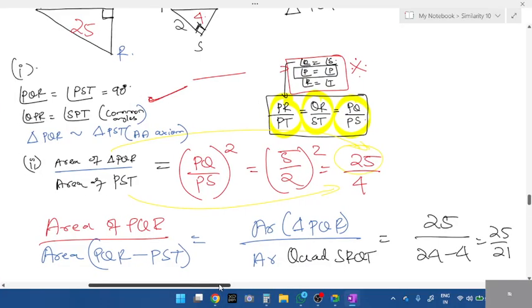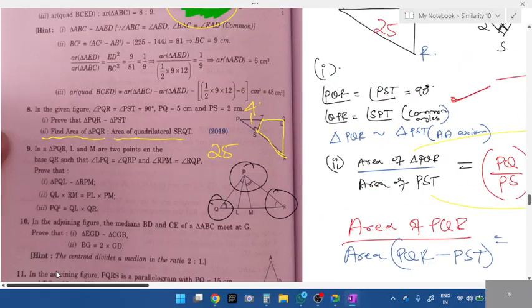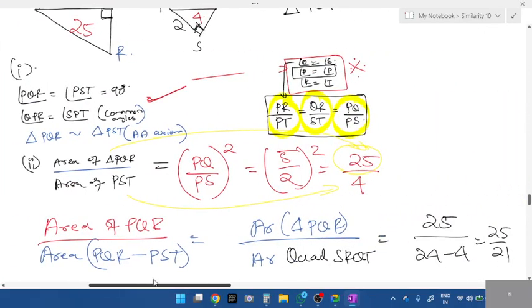This is the ratio, 25 by 21. Naomi, whoever has the textbook, I'll check the answer, students. Does anyone have a textbook with you? Eighth question. Check the eighth one. This is the answer. 25 by 21. 25 is to 21, right? It has 25 is to 21.